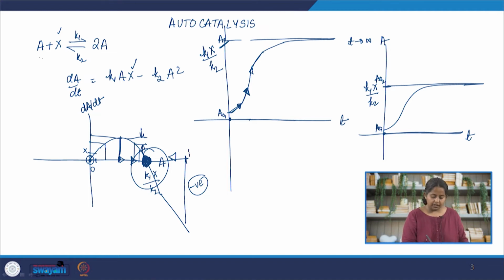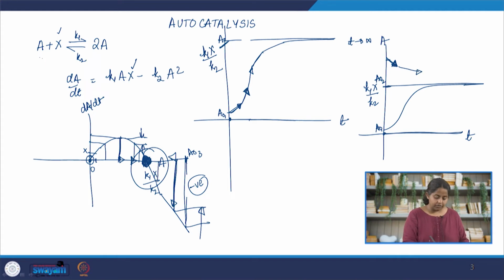Now what happens if we start here at A naught 3, where A naught 3 is bigger than the second fixed point? dA by dt is negative, which means the slope will be negative here. Now as A reduces, notice what happens. As A reduces, dA by dt is still negative, but the magnitude of dA by dt is going down. So yes, A is reducing, but the reduction is slowing down. So the slope of this curve here will be less steep as A reduces. So here let us say theta is approximately 45, and then it will start flattening out.